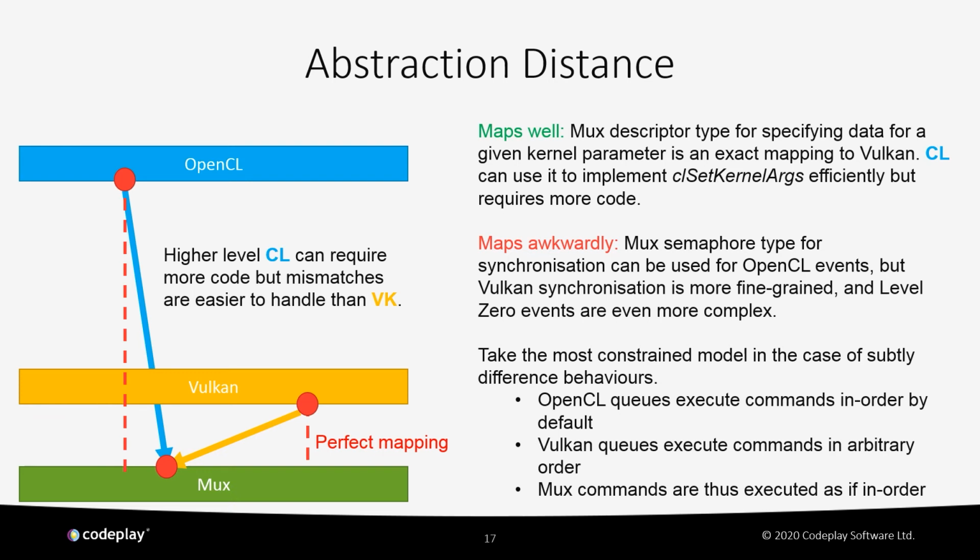Another thing that can be interesting in terms of modeling several APIs on top of one is that in the case of subtly different behaviors, we're more conservative and take the more constrained model. An example is OpenCL queues execute in order by default, although they can execute out of order if you pass a flag. But Vulkan queues execute commands in arbitrary order. So we take the more constrained model here in MUX and go for OpenCL execute in order by default, or as if in order, as the exact specification wording.